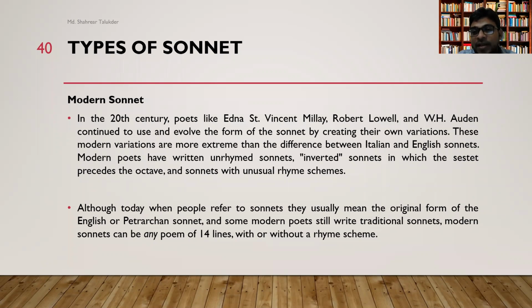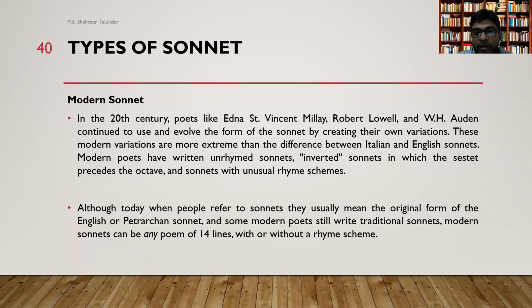Now, you see, 14 lines is there. But we have seen that the octave is at the beginning, the first 8 lines, and the sestet at the end. But some of these poets change the pattern. First they introduced the sestet, the 6 lines, and the octave, that is 8 lines, came later. So they put the sestet at the top, and the octave at the bottom. This is a very interesting kind of patterning. So inverted. They changed the pattern.